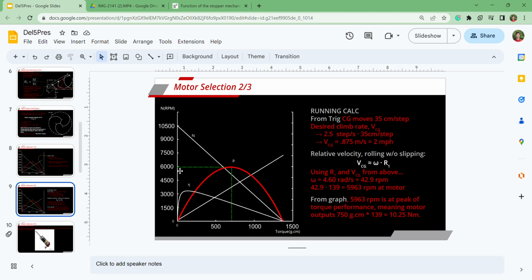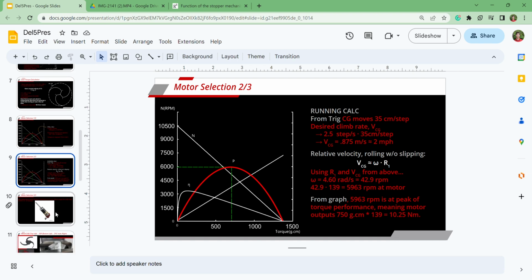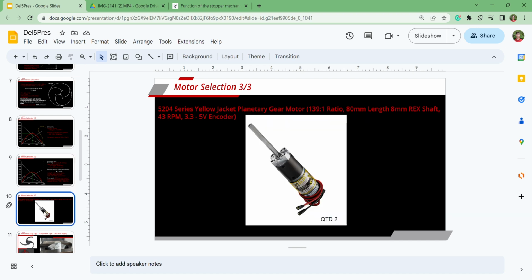You don't want to be at 6,000 RPM and all the way down over here, you'd be getting a lot of torque out of it at that point, but you'd be at a really low RPM, which maybe you want. But optimizing your curves is really nice. Here's the motor we chose, with all that said and done.